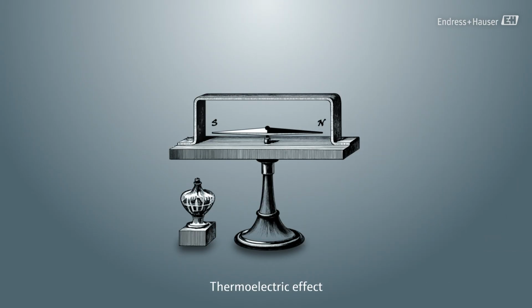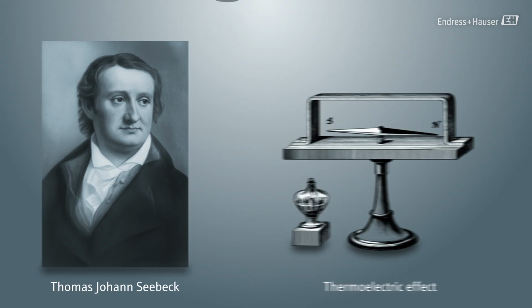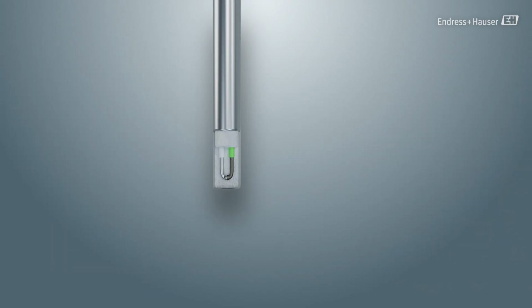In the early 1800s, physicist Thomas Johann Seebeck discovered that heat applied to a junction of two different metals could generate electricity, a phenomenon now known as the Seebeck effect or the thermoelectric effect. A TC sensor is based on this effect.